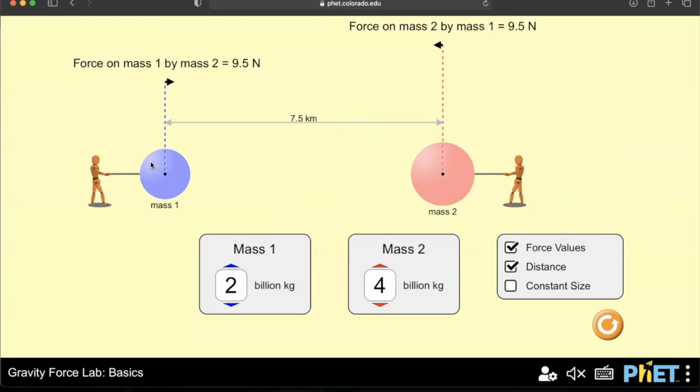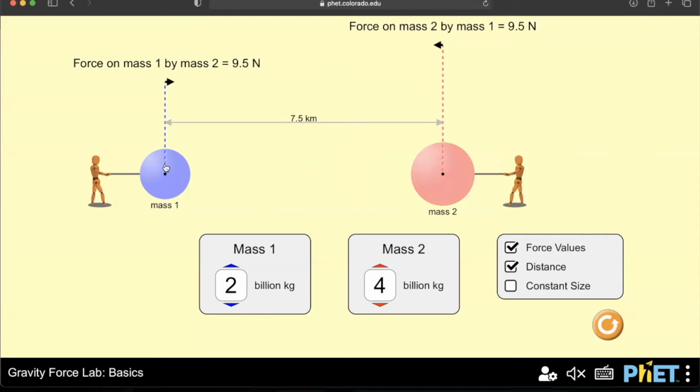And you might start noticing a pattern right here. Whenever you multiply the distance by a number, the force is multiplied by 1 over that number squared. And that means that the force of gravity is proportional to 1 over distance squared. So now we have the relation between gravity and distance.